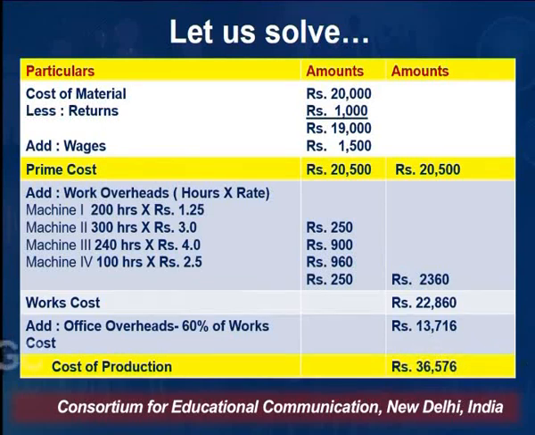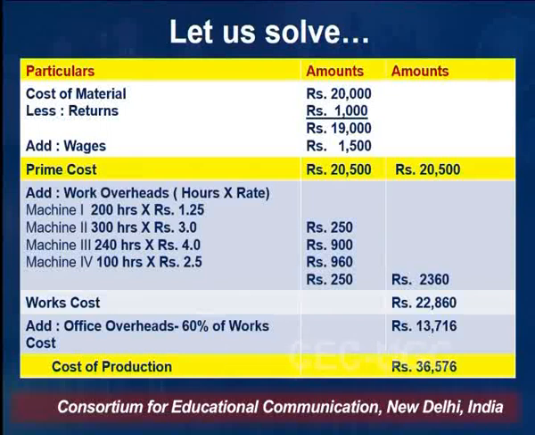Now we shall be adding work overheads. Now here we'll take a pause and try to understand what we are doing. My dear learners, whenever work overheads are given, we have to first identify for every machine how many hours we have worked and what is the hourly rate for that machinery to calculate the work overheads. As the question informed us, for machines 1, 2, 3 and 4 we have worked for 200 hours, 300 hours, 240 and 100 hours respectively. So those hours we have to bring here and multiply them with the respective rate of that machine.